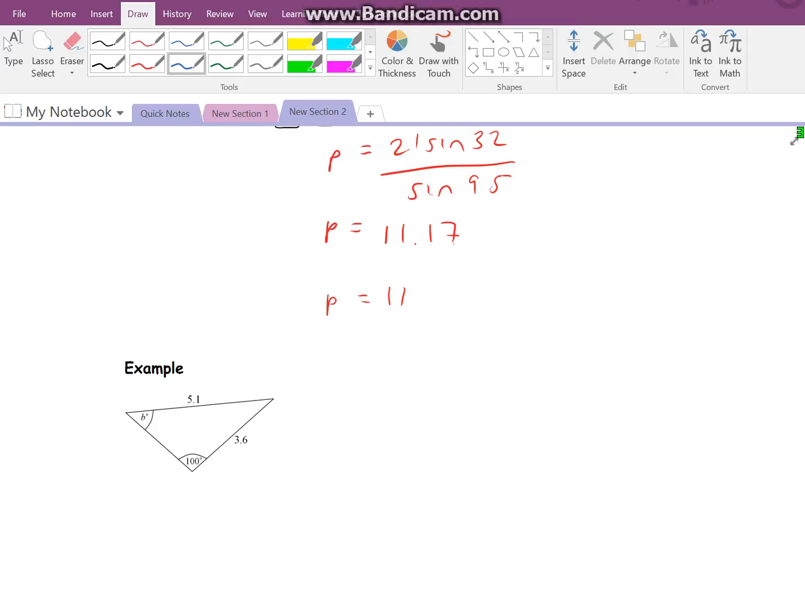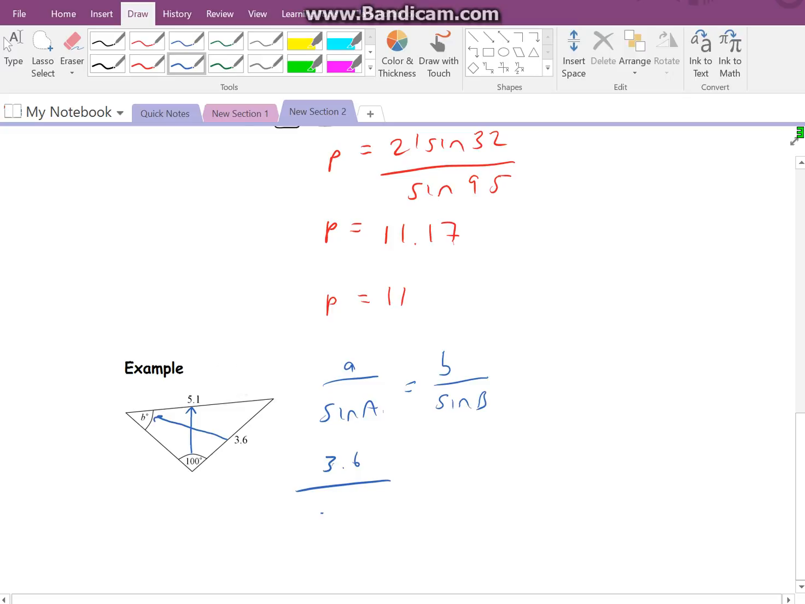Okay, so if we have two sides and one angle, as we did before, just match them up. So this one belongs here and here. So we'd write in our formula, A over sine A is equal to side B over sine of angle B. So I'm going to have my side, I'm going to go 3.6, and I know my angle opposite to that is sine of B. Now really they should have called that a capital. And then my other side is 5.1 over my sine of 100.